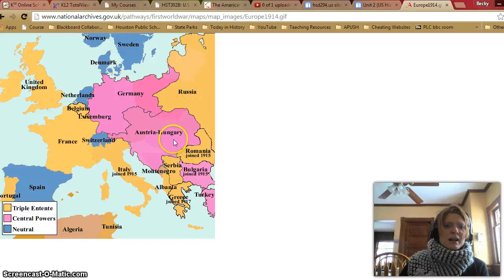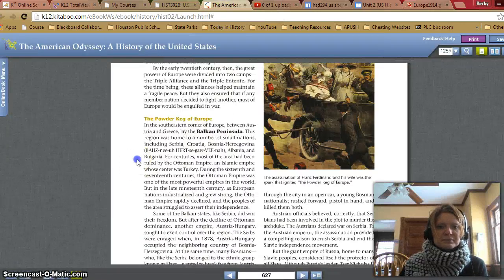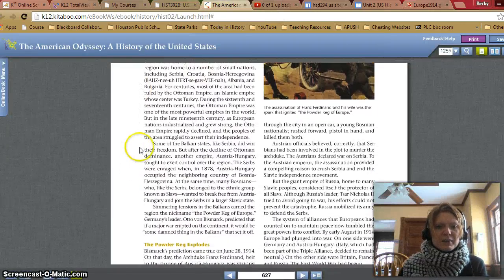Bulgaria later joined, and this is the area that we're talking about, the powder keg of Europe. This is, of course, as you're into the war, so the colors also show the neutral countries as well, but this is the area that we're talking about, so you have a better visualization of it. Okay, so I was on the second paragraph.